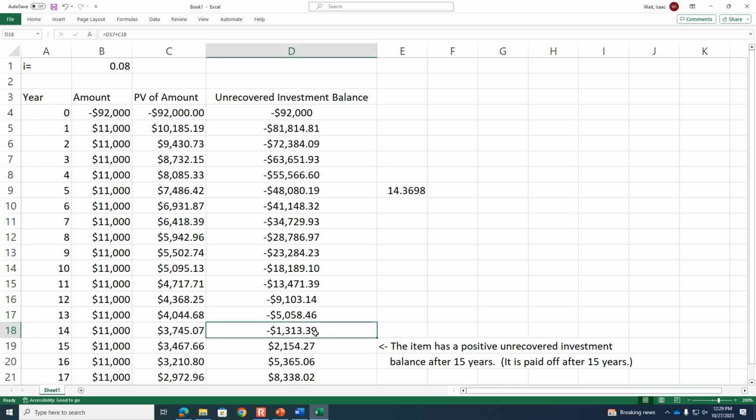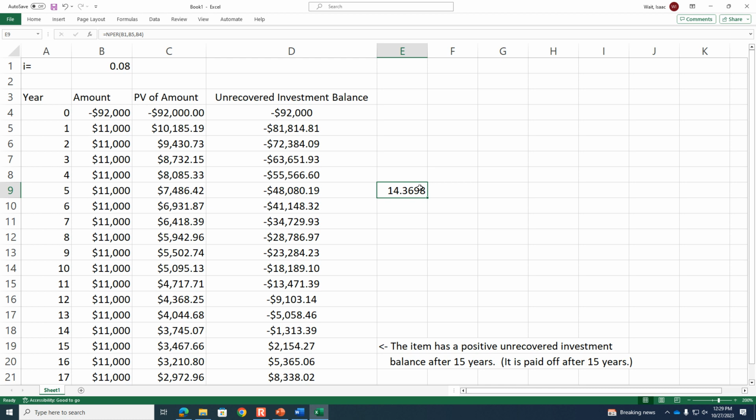So, I mean, that kind of makes sense based on what we see here. If we were going to do a linear interpolation between 14 and 15 years, in the 14th year, we're pretty close to zero. You know, it's negative 1,300. In the 15th year, we're above zero, 2,100. But it's going to be closer to year 14 than it is to year 15. You can kind of see that in the data. And that's what's confirmed here when you calculate the payoff period.